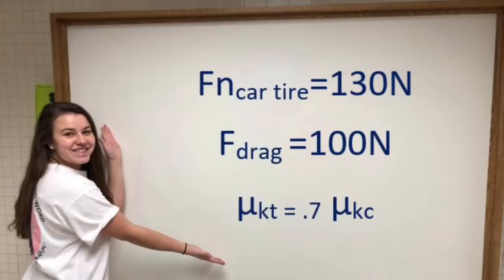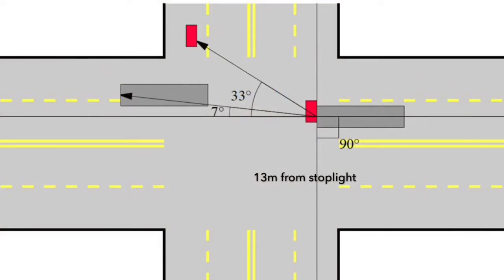Our givens for this scenario would be that the force required to drag a 130 Newton car tire across the pavement at a constant velocity is 100 Newtons. The coefficient of friction for truck tires is 70% that of cars. We also know that before the collision, the pre-crash angle between the two vehicles' velocities was 90 degrees, and after the collision, the truck and car skidded at angles shown in the attached diagram. We also know that the distance for the car from the traffic light to the collision point was 13 meters.